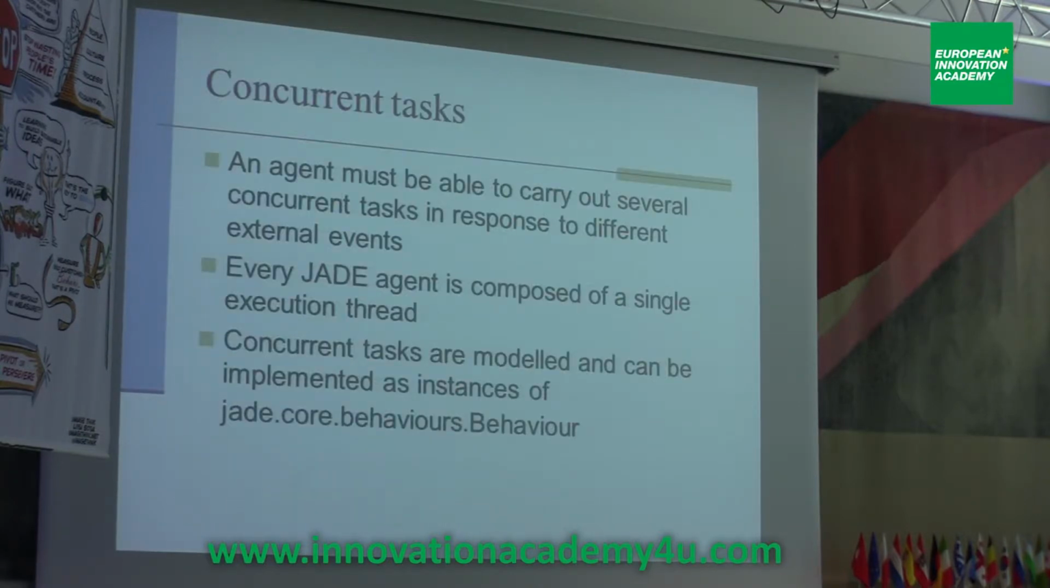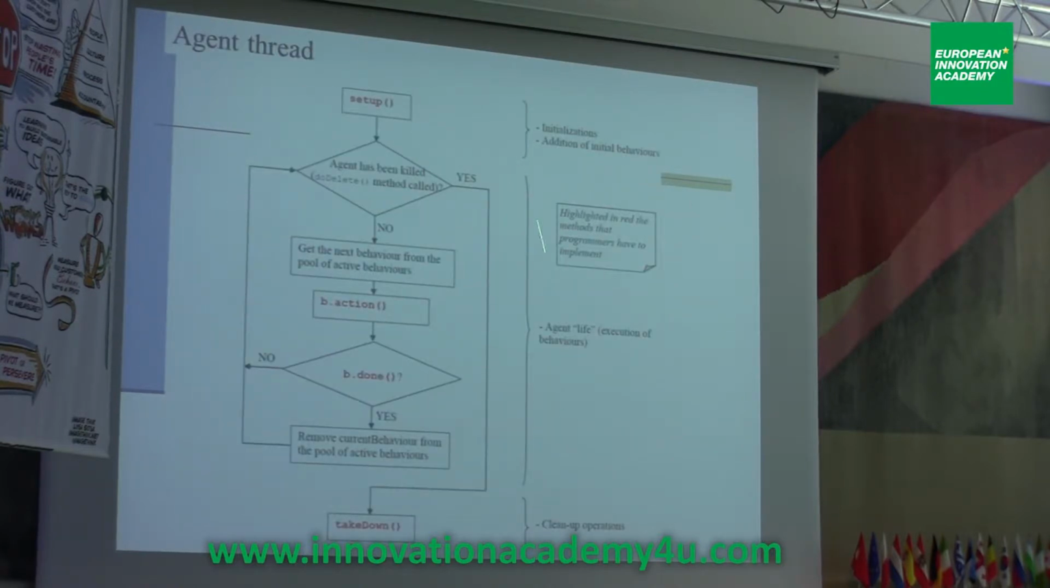Okay, and now an important part of JADE is formed by concurrent tasks. So a JADE agent must be able to carry out several concurrent tasks in response to different external events. Like events in the environment, an agent perceives these events and then starts one or another concurrent task that is called the behavior of an agent. And every JADE agent is composed of just one execution thread. The concurrent tasks are modeled as instances of the class jade.core.behaviours.Behaviour. So just one execution thread, and here you see how it works. It is just one thread.